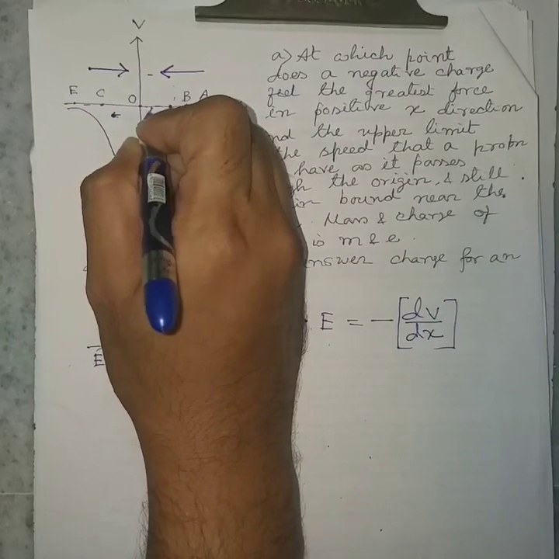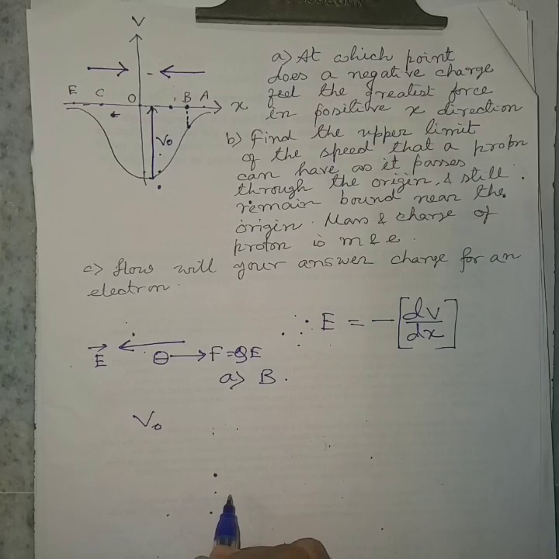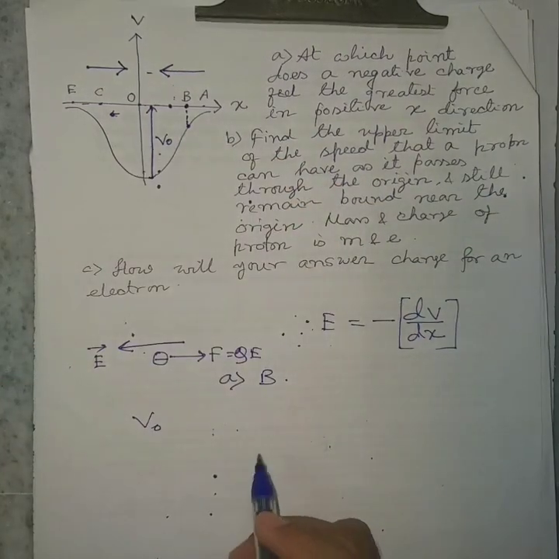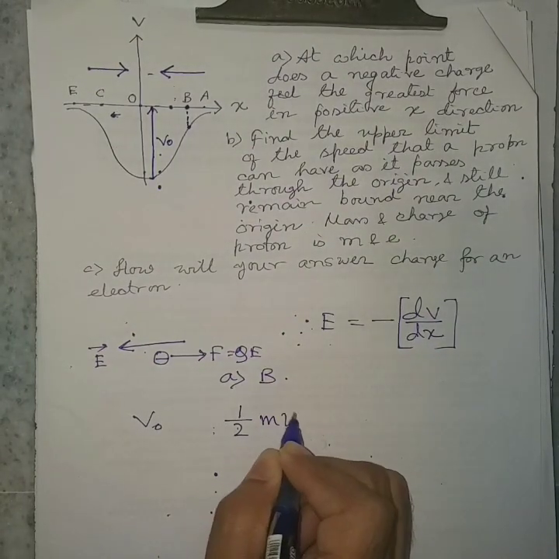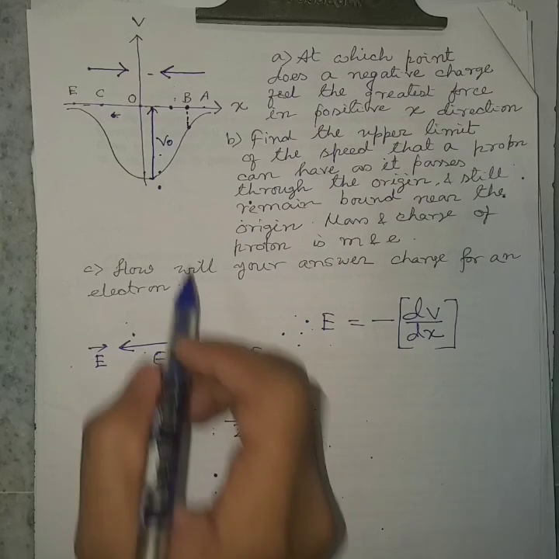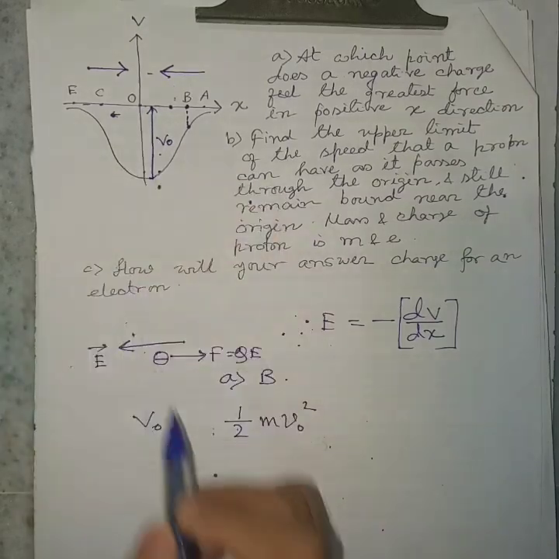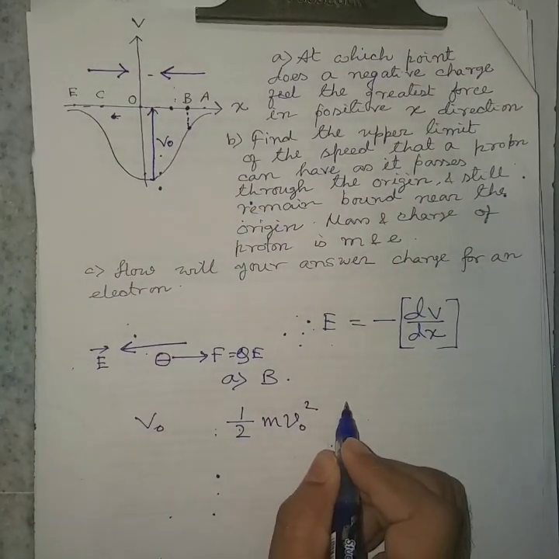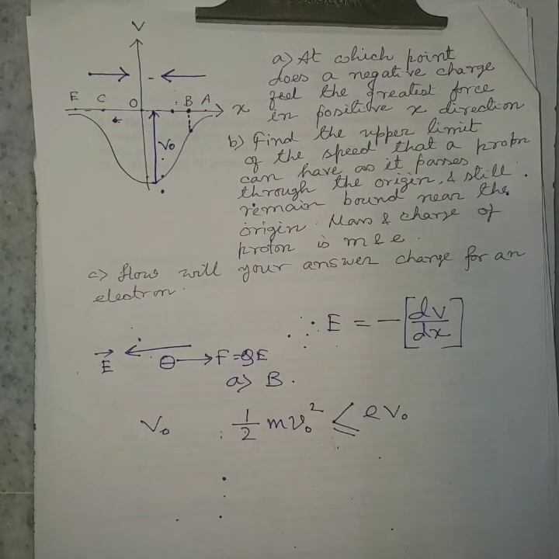This is given in the question that the maximum value of potential is V0. Now, the total energy of the proton should be less than 0 for it to remain bound in this region. That is, the proton may have a kinetic energy (1/2) m v0 squared, and the potential is supplying the energy eV0 to the proton. Therefore, eV0 must be greater than (1/2) m v0 squared for the proton to remain bound in this region.